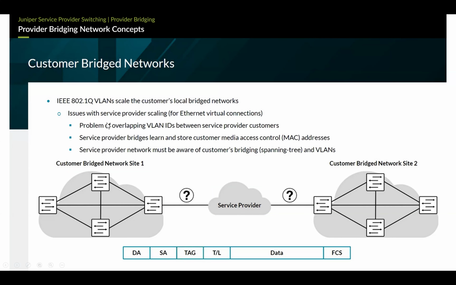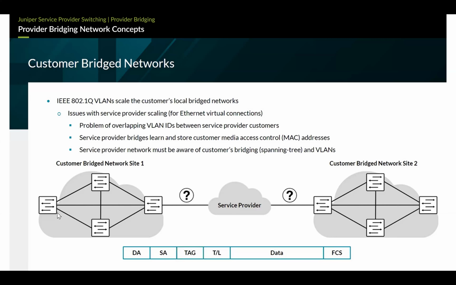Customer bridge networks. Okay, so 802.1Q VLAN is called the customer local bridge network. We know 802.1Q means the port is a trunk port and multiple VLANs will be allowed on that port. That is 802.1Q. Okay, so issues with the service provider is scaling for 802.1Q virtual connections, like problems of overlapping VLAN ID between service provider and customers. Okay, on the customer side, they are using like a range of VLANs. At the same time, service provider also uses the same VLANs.